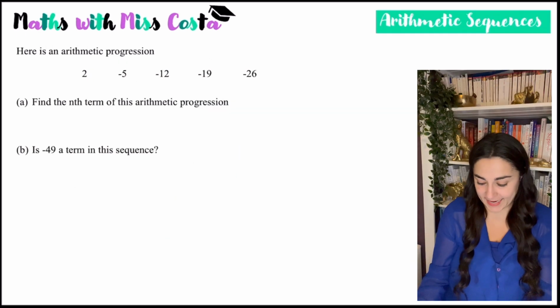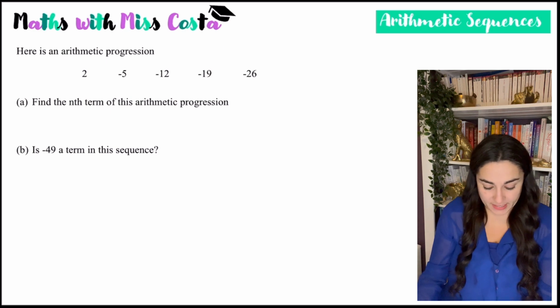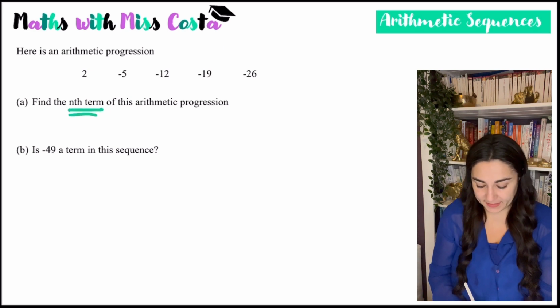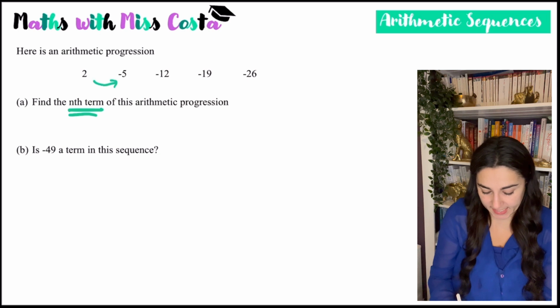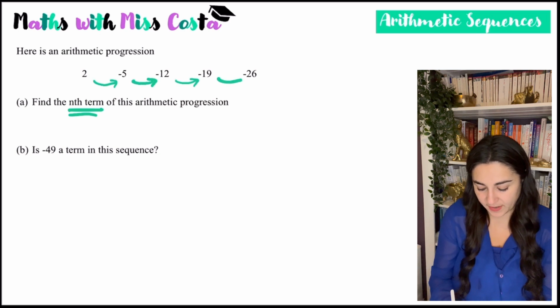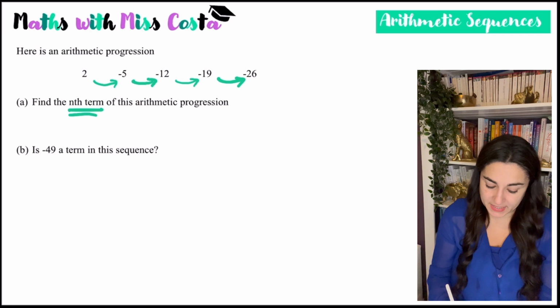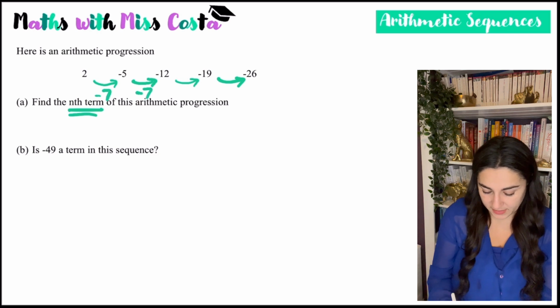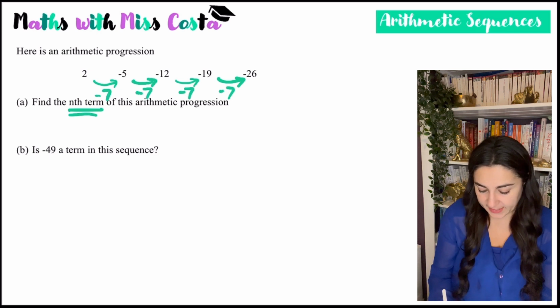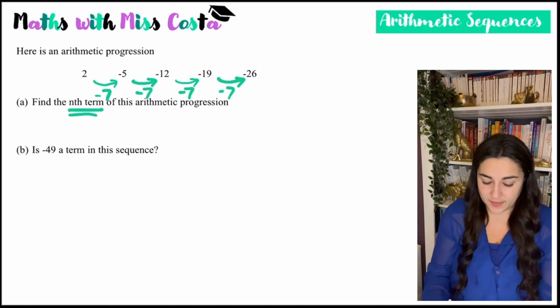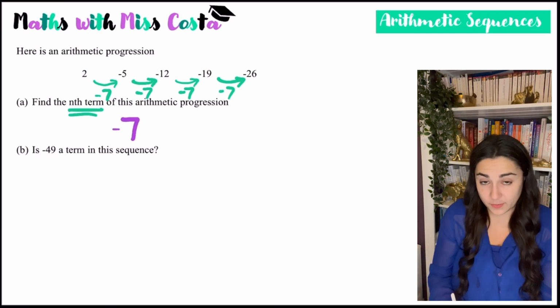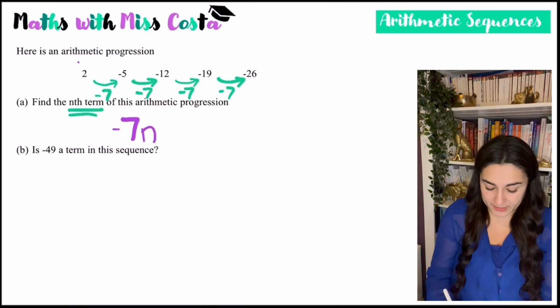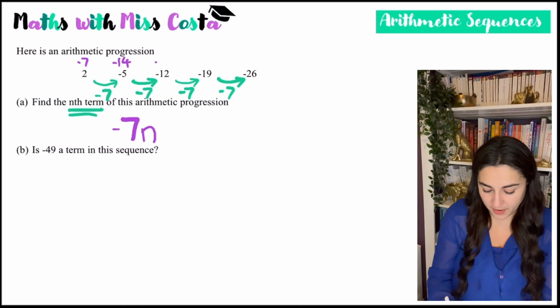So here I've got an arithmetic progression and I'm being asked to work out the nth term of this arithmetic progression. The first step I take is to work out the difference between each of the terms. How do you get from 2 to -5? You subtract 7. From -5 to -12, it's the same thing, and so on. So I know that this sequence must be going down in the -7 times tables. So what I can do is write out the -7 times tables above my sequence to find out what the difference each time would be.